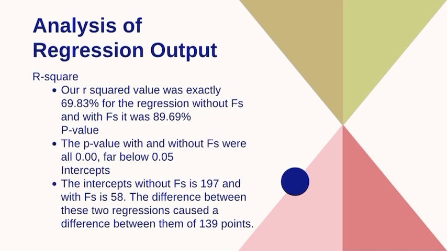One interesting thing we found about the intercepts from each regression is the difference between the two numbers. The intercept for the regression without F's is 197, while the intercept for the regression with F's is 58. The difference between these two intercepts is 139. The intercept more than doubled when the F grades were taken out of the regression.